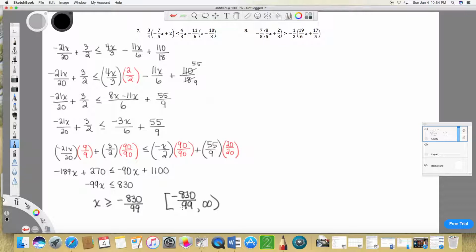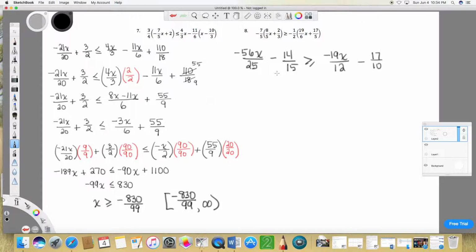So I hope that helps. Let's take a look here at number 8 and see what we get. If I use the distributive property here, I get negative 56x over 25 minus 14 over 15 is greater than or equal to negative 19x over 2 times 6 is 12. I'll have minus 17 over 10.